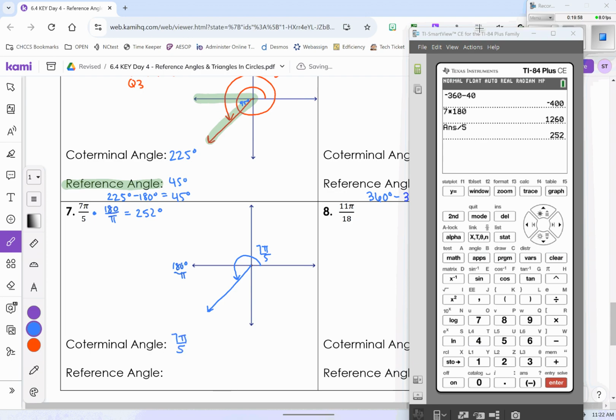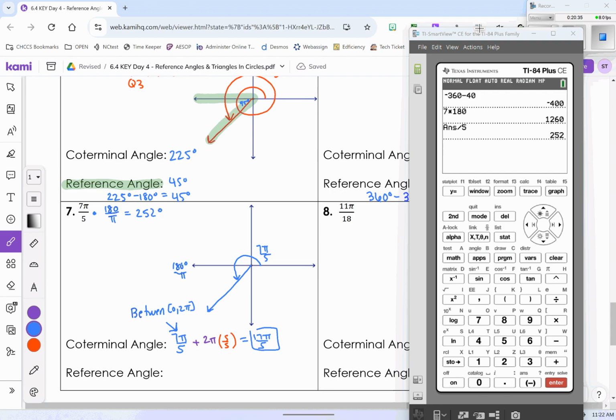So if I wanted to find a coterminal angle, if I add or subtract 2 pi, then I would get a common denominator, multiply this by 5 over 5. So that would give me 10 pi over 5 plus 7 pi over 5. So the coterminal angle would be maybe 17 pi over 5. But we want this angle between 0 and 2 pi, and this one's already there. Okay. So this one's the coterminal though.